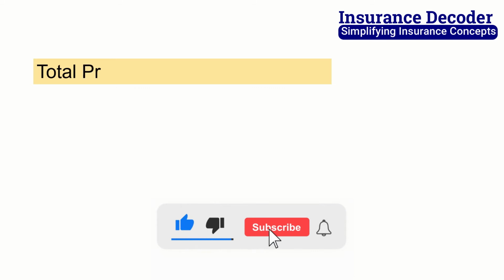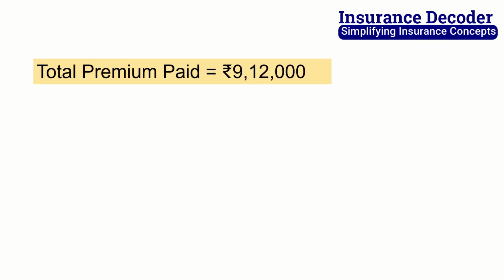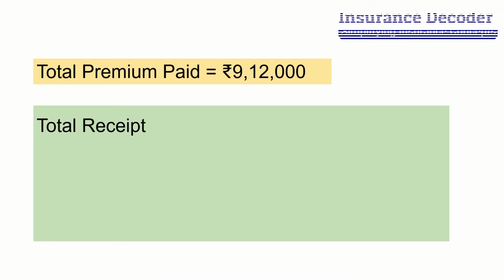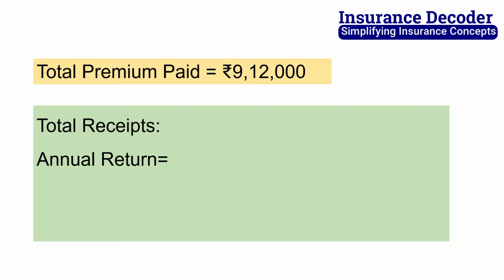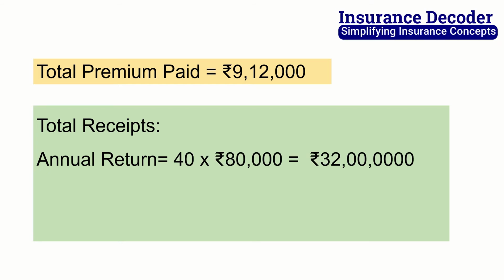Now we take the second condition. So let's see how this worked. Total premium this person has paid is 9 lakh 12,000, and total receipts are annual returns 40 multiply 80,000. So from 60 years onward he started getting, and he got it up to 100 years.